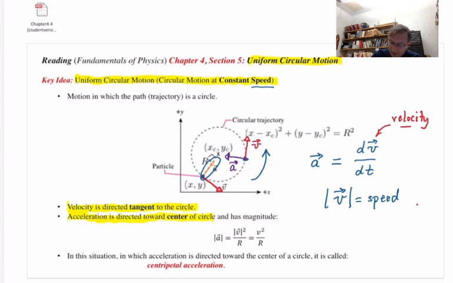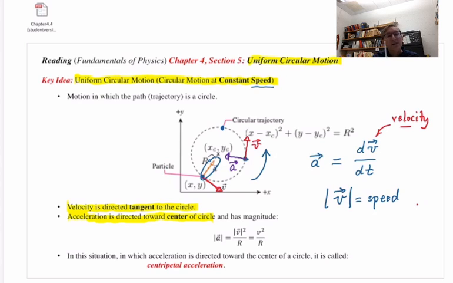So if I gave you a different location for the particle, like what if it's up there on the circle? You should be able to sketch the V vector and the A vector. Right? V is tangent to the circle, and A points towards the center. Now, I'm not proving that, I'm just telling you that result. You want to see the proof? Read Chapter 4, Section 5.